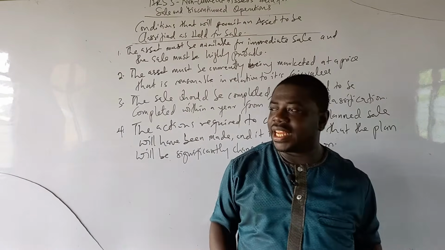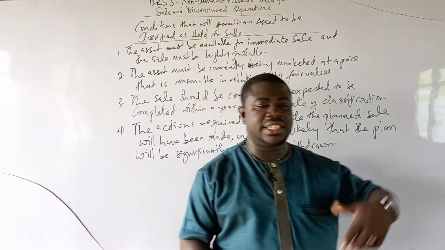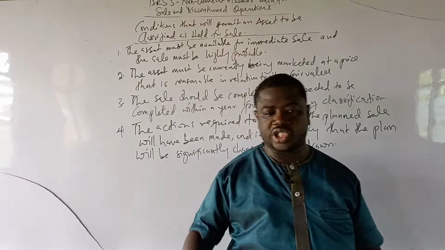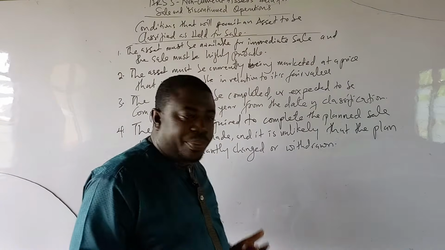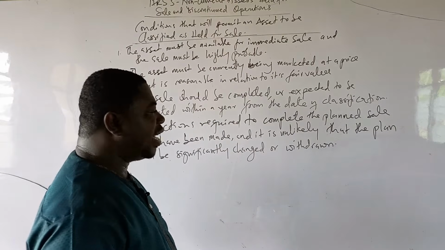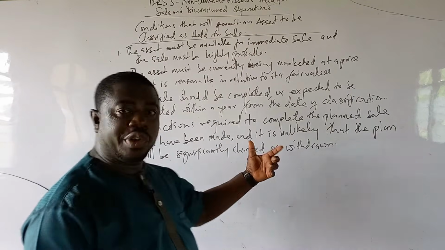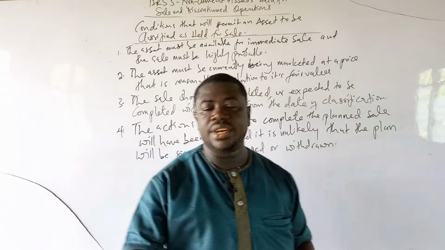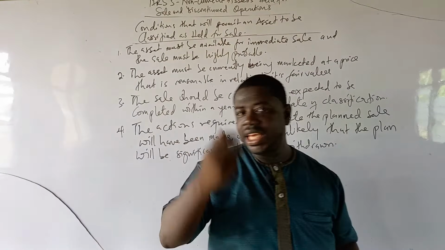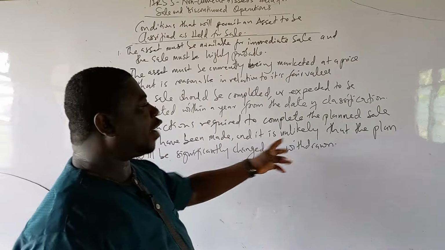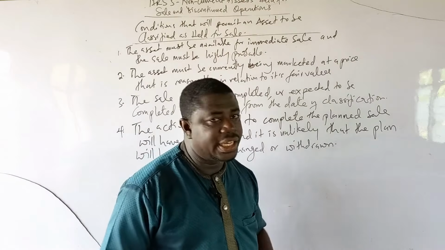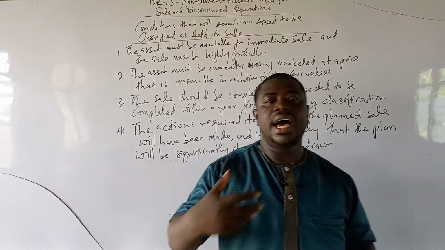So all the actions that are necessary to make the sale, we have started the advertisement, we have maybe announced an auction, something that shows that preparations and actions are being put in place to complete the sale, and it is not likely that we are going to change or withdraw such a planned sale. Then we can classify the asset as held for sale. But if these actions are not in place, or it is likely that it will be withdrawn, it's not certain, then we cannot classify such an asset as held for sale.